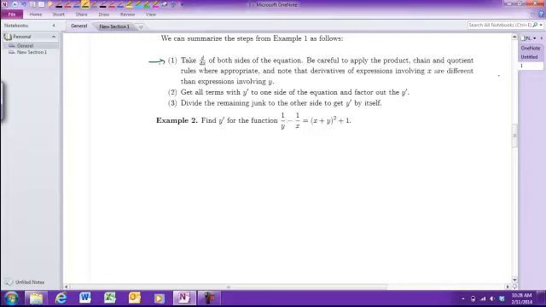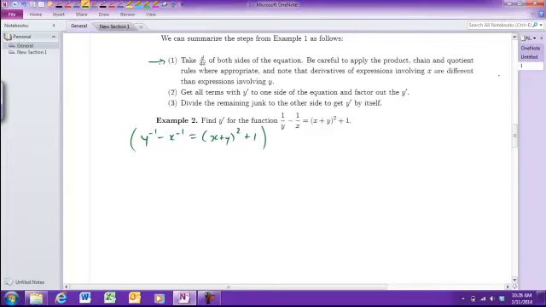So I'm going to start by actually rewriting this equation. Instead of 1 over y, I'm going to write it as y to the negative 1 and x to the negative 1. That'll make it easy for me to do the power rule on those when I take the derivative. And that's equal to x plus y squared plus 1.